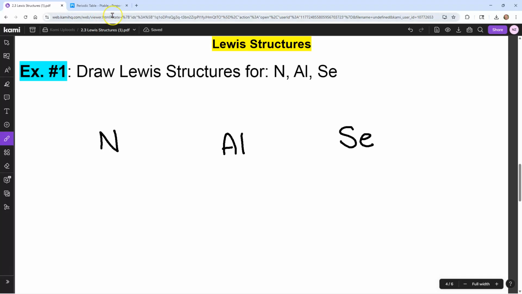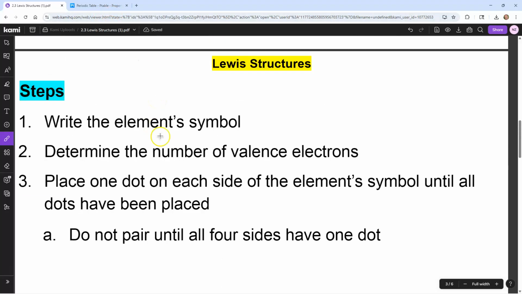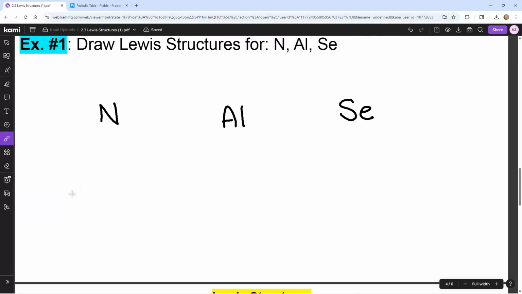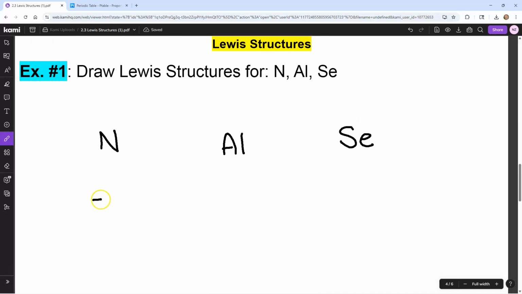And if you recall from our list of rules here, we're going to place one dot on each side of the element symbol until all dots have been placed. So it has 5 valence electrons, so it's going to get 5 dots. 1, 2, 3, 4. So every side gets one dot. Now I can start to double them up. 5.